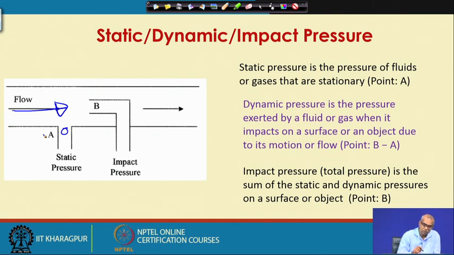So, the pressure at point B minus the pressure at point A will be the dynamic pressure. Impact pressure or the total pressure is the sum of the static and dynamic pressure on a surface or object. So, at point B you will have the impact pressure or total pressure, which involves both static pressure and dynamic pressure.